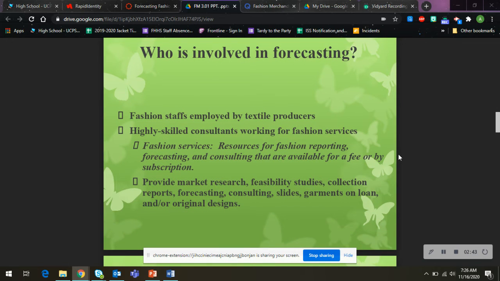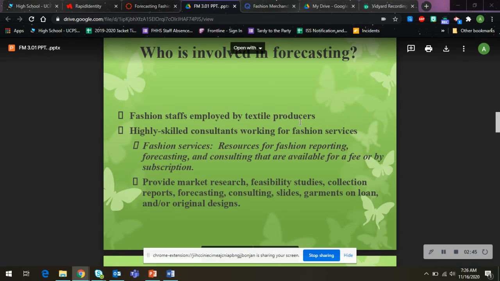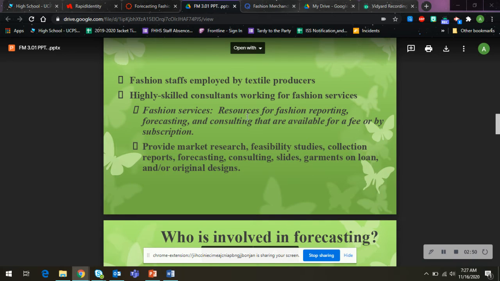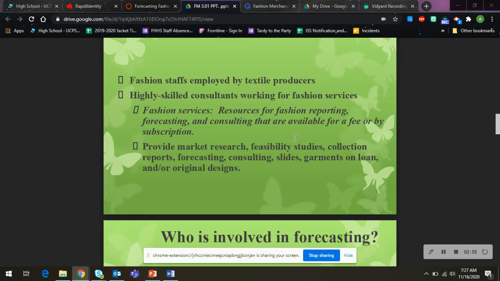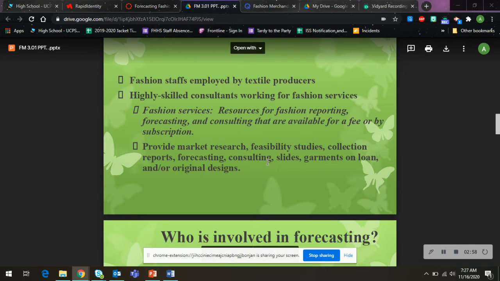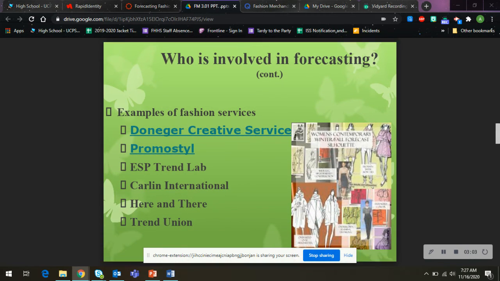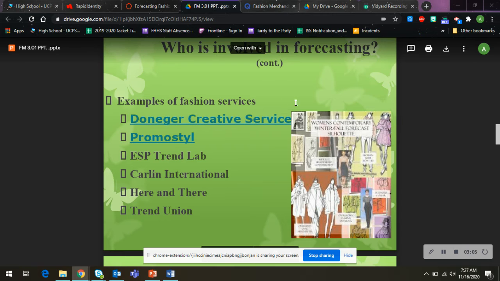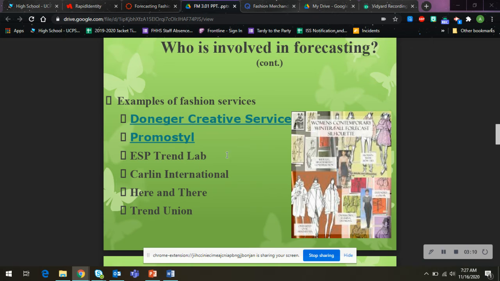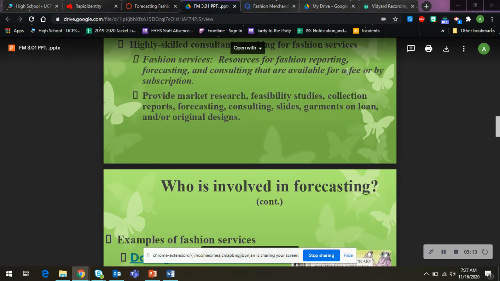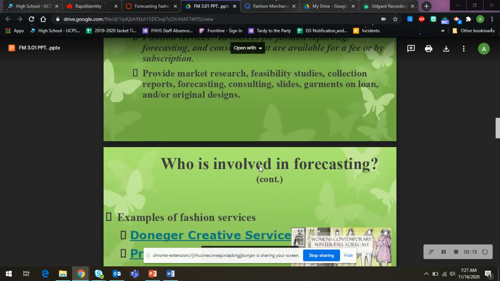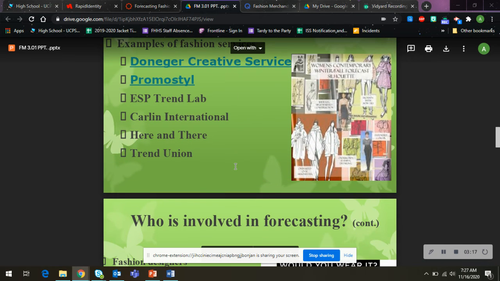So who is involved in forecasting? Fashion staffs employed by textile producers, highly skilled consultants as well. So fashion services are resources for fashion reporting, forecasting, and consulting that are available for a fee or by subscription. And they provide market research, studies, collection reports, all of those things. Here's more who is involved. So examples of fashion services. All of these are specific websites and companies. So these that you can pay for, or a subscription is paying for it too.